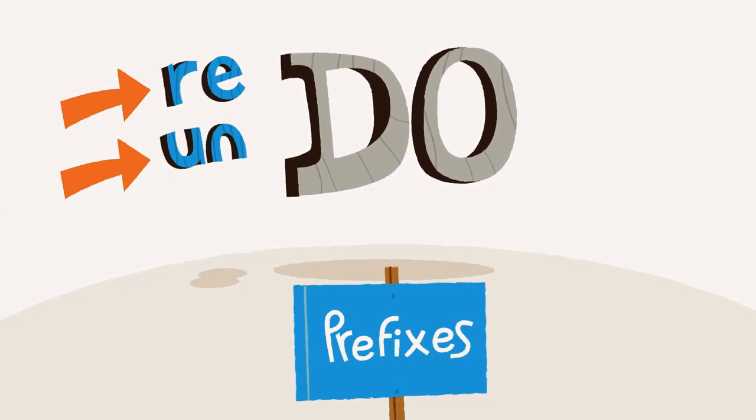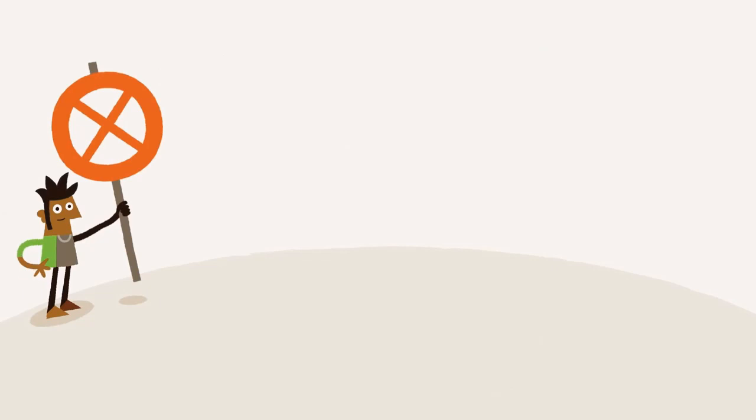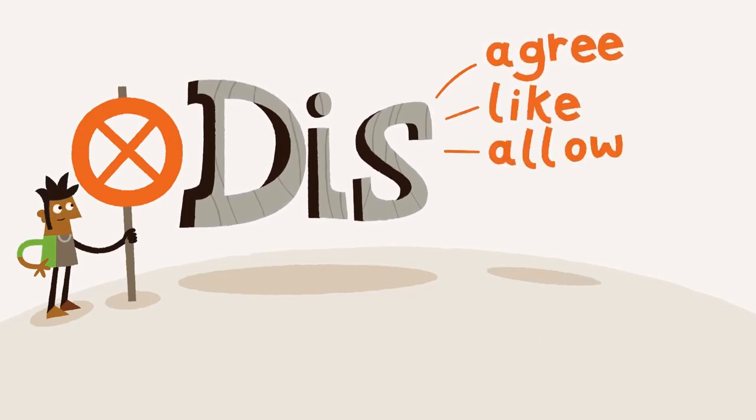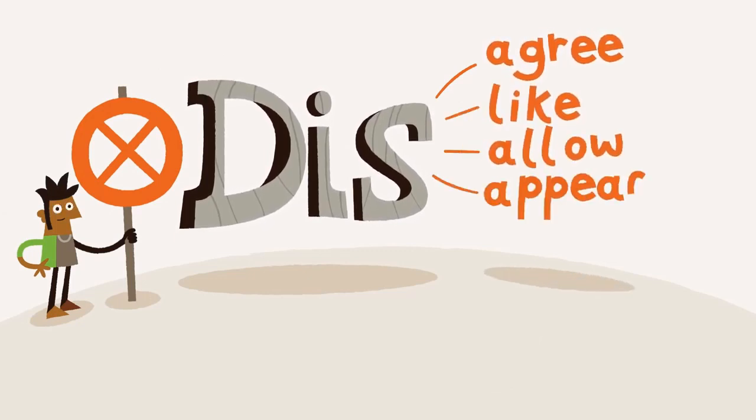What does the prefix re mean here? That's right. Re means again. So if you redo something, you do it again. And what about undo? Un is an opposite. So if you undo something, you reverse what you have done. Here's another prefix. What does it mean? Disagree, dislike, disallow, disappear. Dis also means not or reversal.